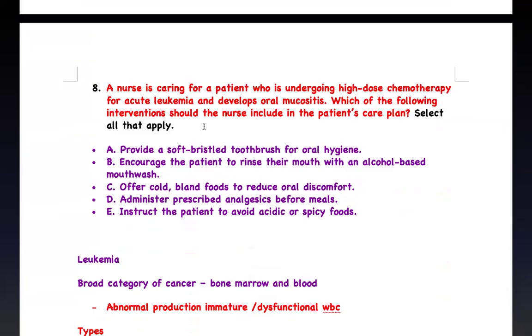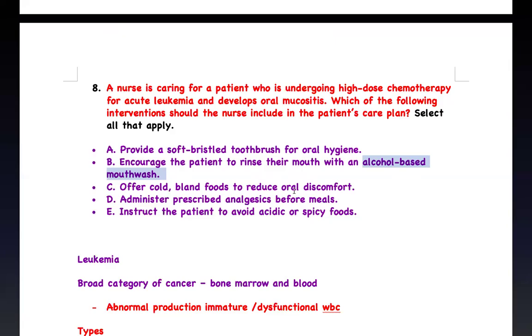Last question. This is caring for a patient who is undergoing high-dose chemotherapy for acute leukemia and develops oral mucositis. Which of the following interventions should the nurse include in the patient's plan of care? What is mucositis? That means your mouth is all sore. You can't drink anything. Therefore, a soft bristle toothbrush is better for oral hygiene. Encourage the patient to rinse their mouth with alcohol-based mouthwash. It's going to burn if you use alcohol-based, so B is wrong.